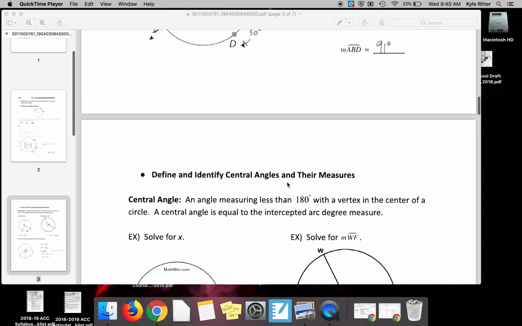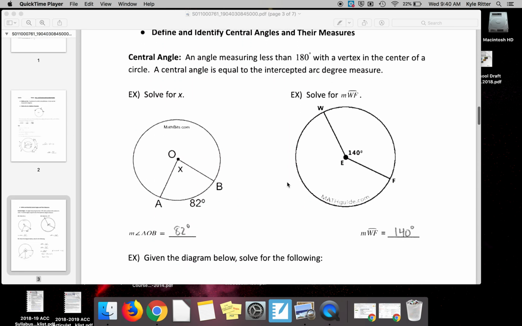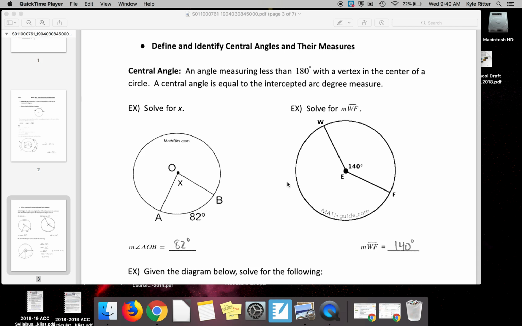All right, so let's emphasize that idea that central angles and their corresponding arcs, or as they're sometimes called intercepted arcs, have an equal measure. So central angle is equal to the intercepted arc degree measure. And in general, central angles are angles that are describing something that measures less than 180 degrees. So we would never call a major angle over here a central angle.